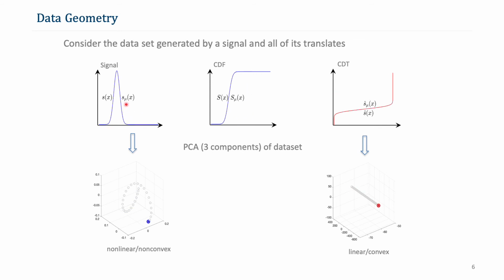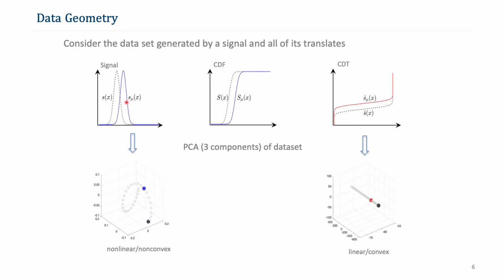We can see that this set is non-convex in the sense that we can take two elements of this set and take their convex combination. That does not yield an element of the set, right? Another way of saying this is the linear convex combination of two Gaussian functions that are translated with respect to each other does not yield a Gaussian function.